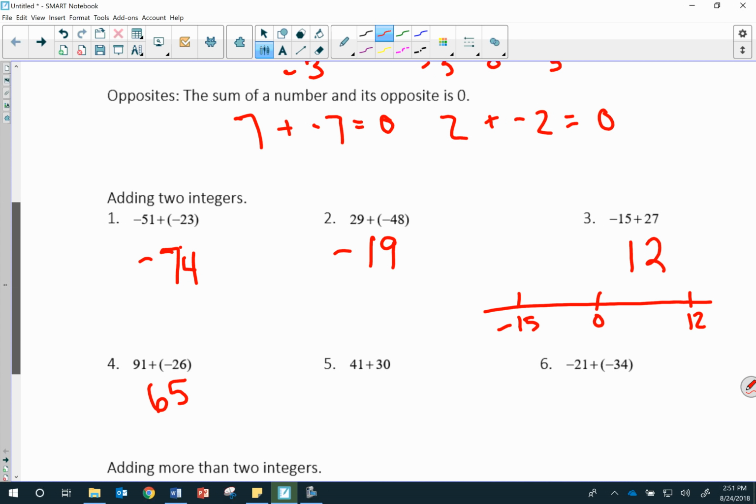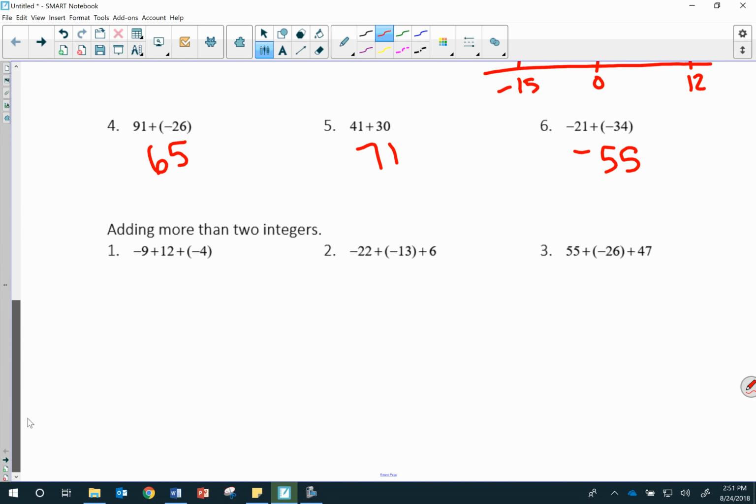Two positive numbers. 41 plus 30 is simply 71. Number 6, our numbers are both negative, -21 and -34. If we add these together, we should get -55.